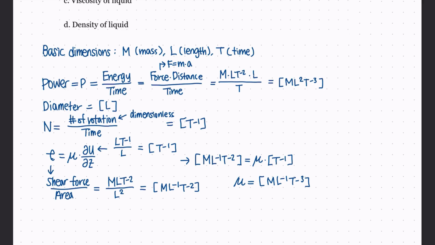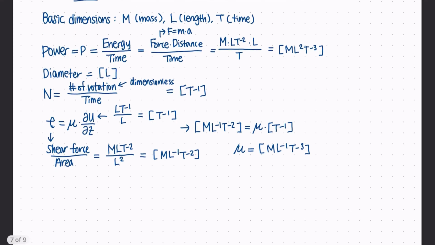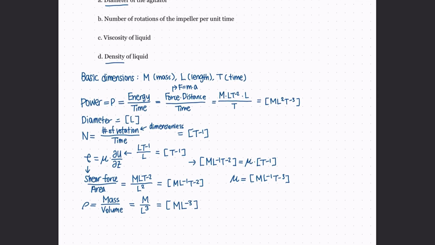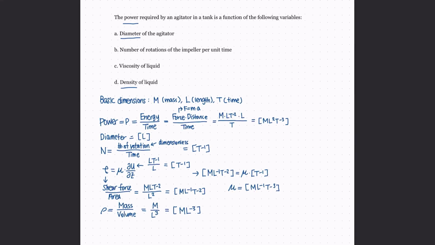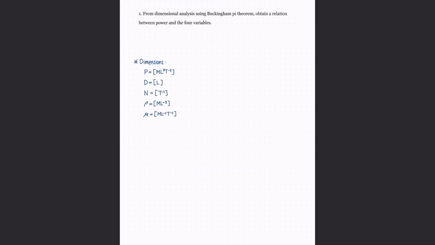And for last variable, density of liquid, the density is mass per volume, which ends up having m over L cubed, which is m times L to the negative 3. So these are dimensions that we need to know to solve the problem. Now we have dimensions for each variable we need.